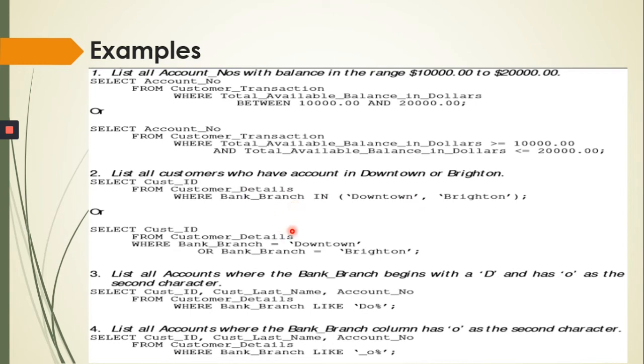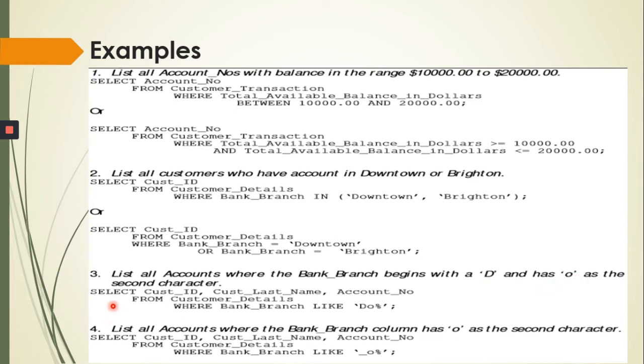Okay, this is the concept of the LIKE operator. Now, list all the accounts where the bank branch begins with D. The branch name must start with a capital D and have an O as the second character. So this is the condition we have to satisfy: the branch name must start with capital D and the second character must be O.